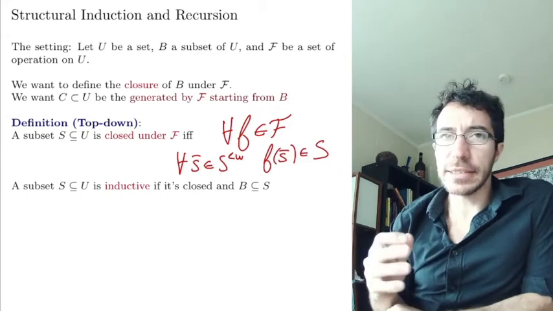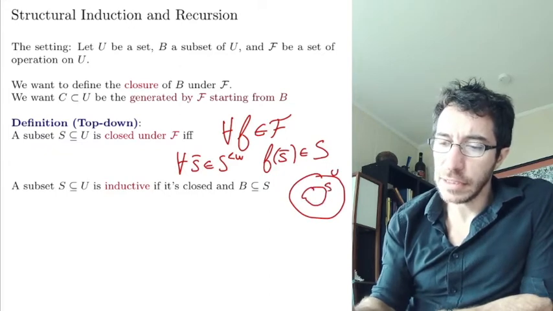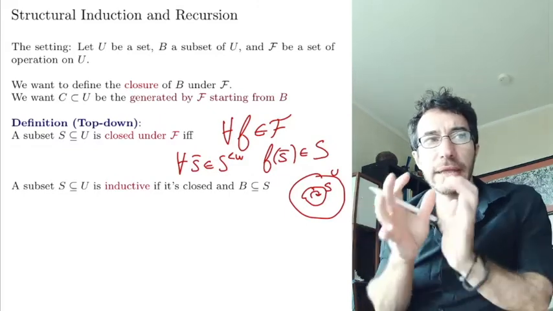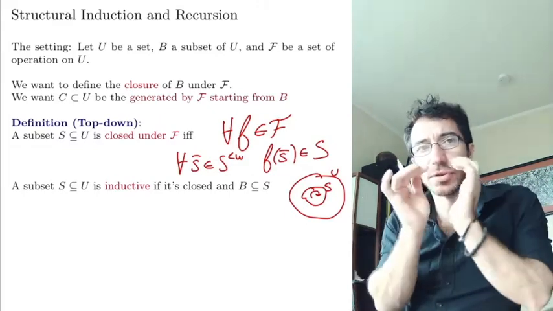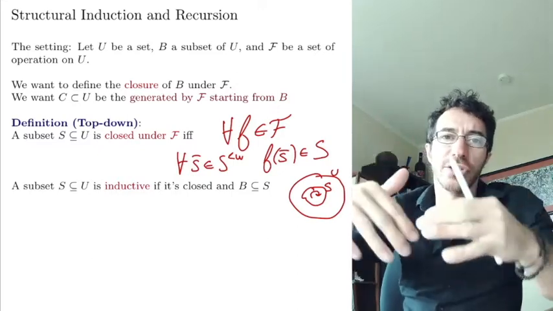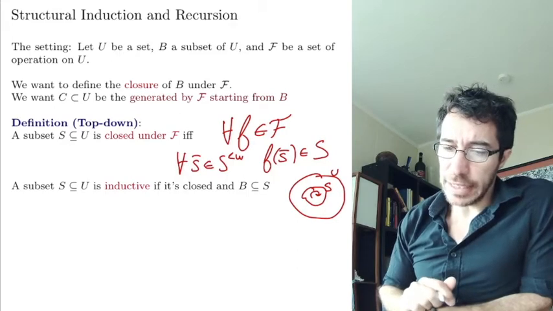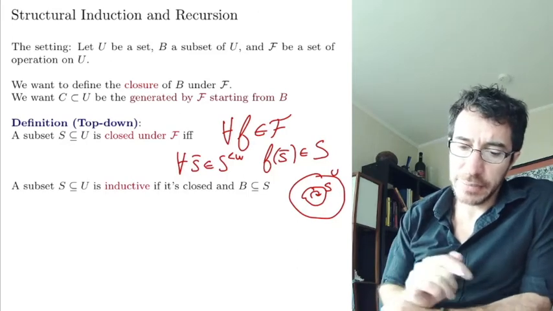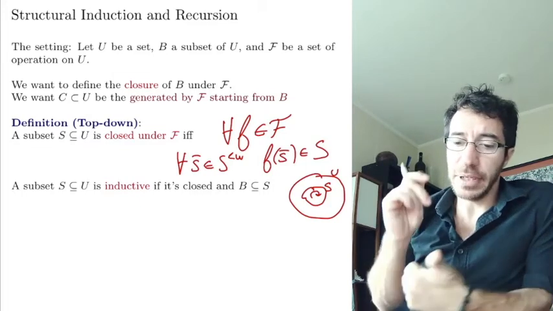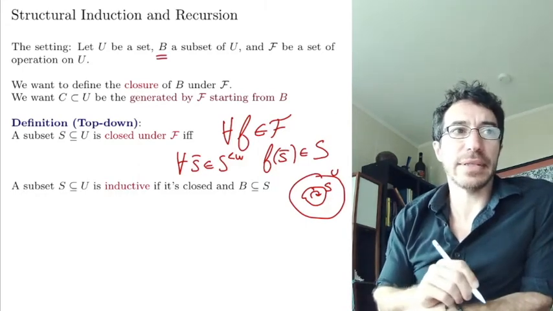Okay? So that means that if you are, this is U and then you are in S, and you apply F to the things in S, you stay inside. So when you apply the functions in capital F to things in S, you always stay inside S. Alright, so S is closed under the function because when you apply it, you cannot leave the set. Okay, so that's what it means to be closed under a family of functions. That if you apply them, you stay the same. And another one, we say that a set is inductive if it's closed under F, and also it contains our B, our base elements.